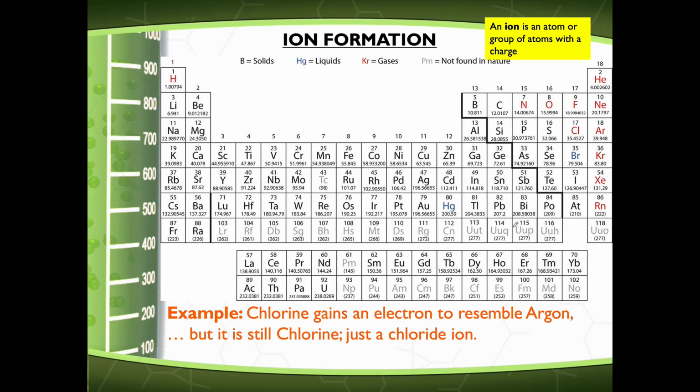All right, so let me show you what all that means. Let's go back to our friend fluorine over here, okay? We said that fluorine had 7 valence electrons in its outer shell, right?